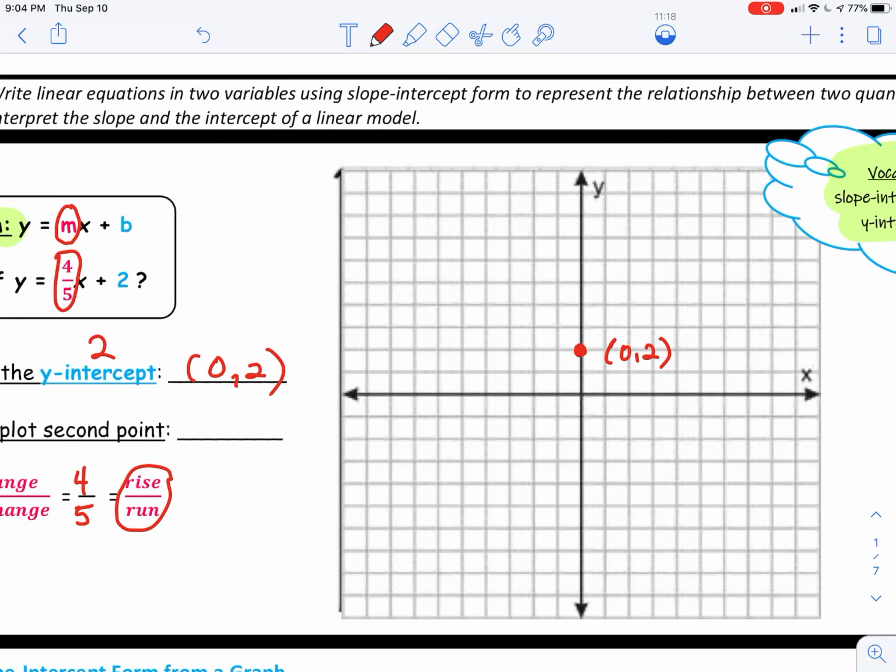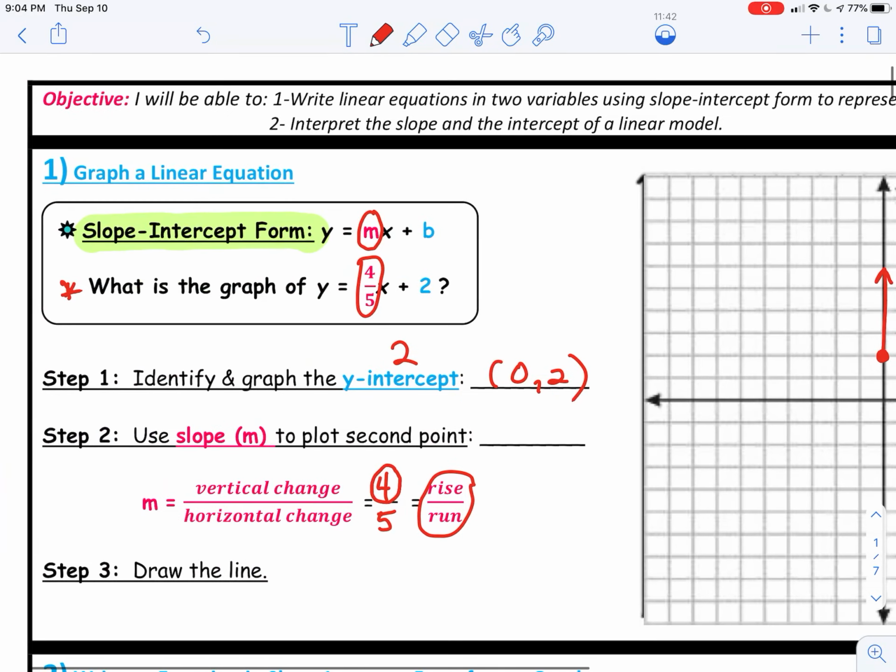So starting at my point at 0, 2, I'm going to put my pencil on that point, and I am going to rise with my red pencil 4, that's what it says over here. We're going to rise up 4 steps. 1, 2, 3, 4. Okay, that is part way to identifying the steepness of my line. That's this part, that's the vertical change. Now let's figure out the horizontal change. The horizontal change is 5.